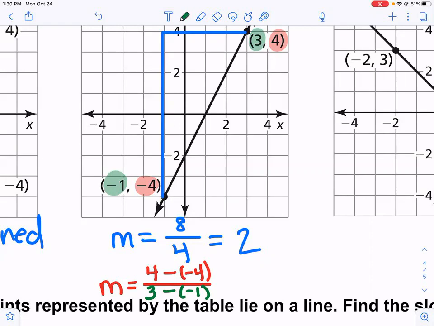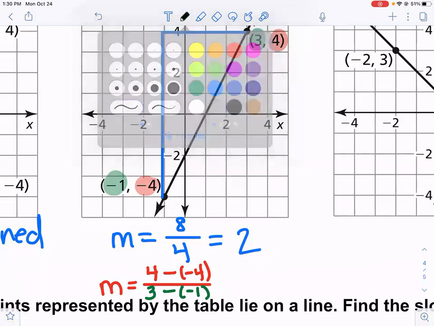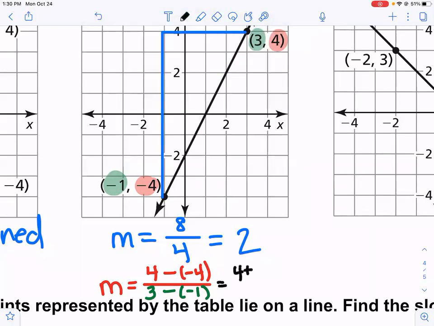Four minus -4. What does that mean? That really means 4 plus 4. And 3 minus -1 really means 3 plus 1. Oh my gosh, I get 8 over 4, which is 2.